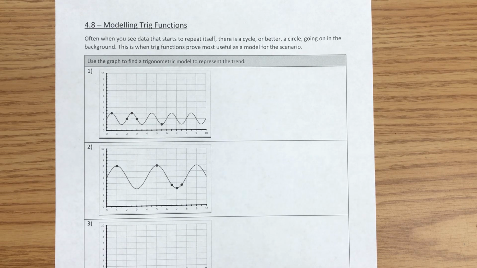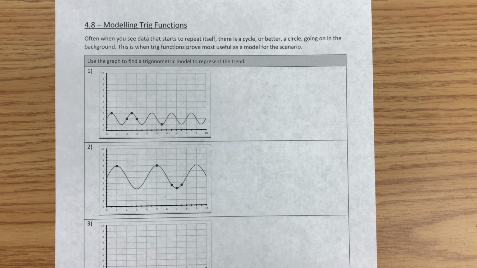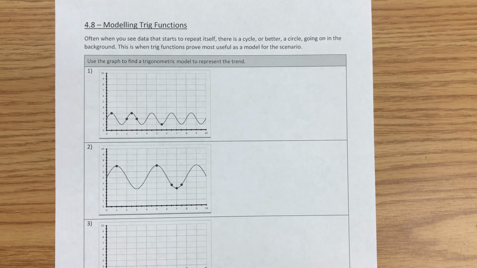So today we're going to be looking at modeling trig functions. Now, in reality, when we see a pattern that moves up and down, when we see some sort of wave, what we know is there's some sort of cycle going on in the background. Either energy is ebbing and flowing, trying to find some sort of equilibrium, which means that we're looking at some sort of oscillation around a point. Ideally, in this case, some sort of circle is going on in the background.